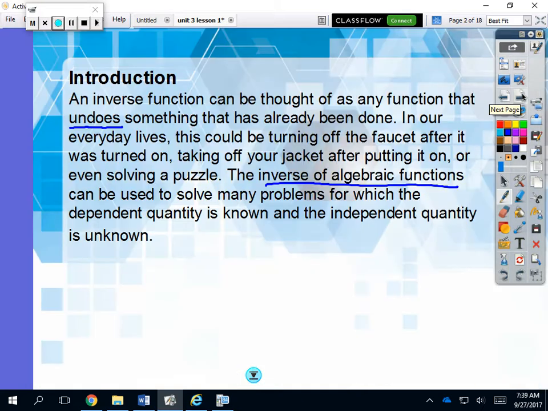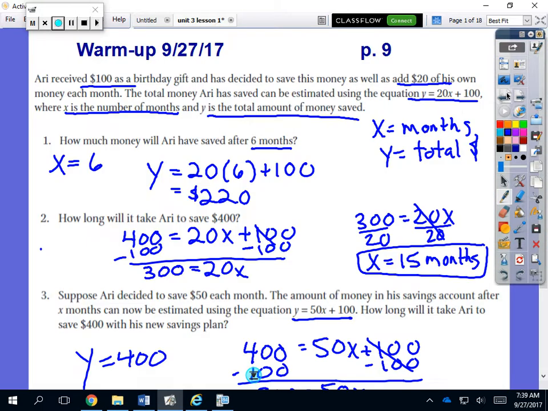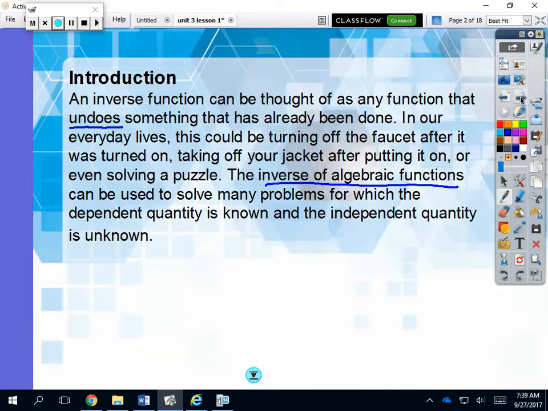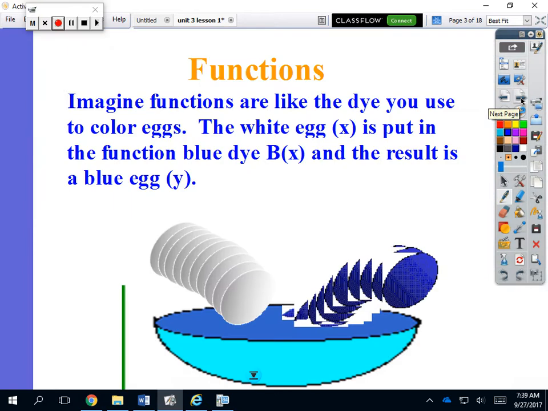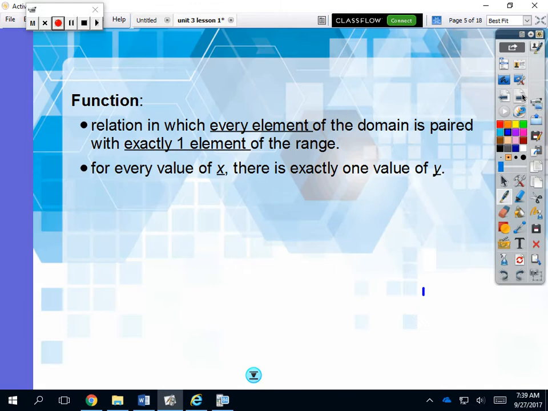What if we switch those? In problems 2 and 3, we knew the dependent variable. So in this case, this became the independent variable and X became the dependent variable. I know that sounds a little confusing, so I'm going to show you what I mean. First, let's do a little review of what is a function.